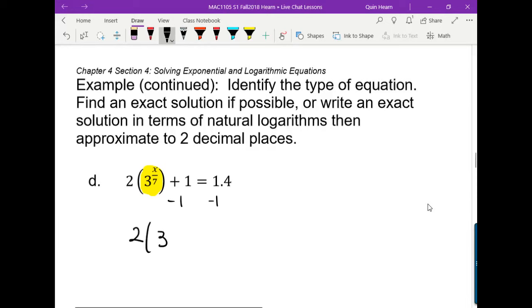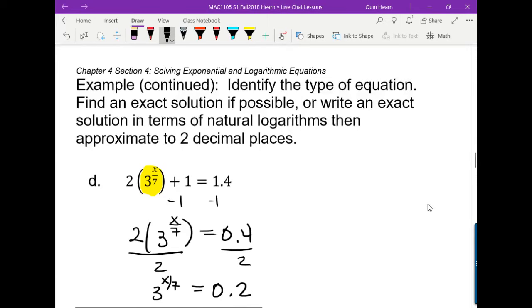So we have 2 times 3 to the x over 7 equals 0.4. You cannot multiply 2 times 3 here and get 6 to the x over 7, by the way, because 2 is not being raised to the x over 7 power, only the 3 is. So that's okay. We're going to divide both sides by 2. So we're going to get 3 to the x over 7 power is equal to 0.2.